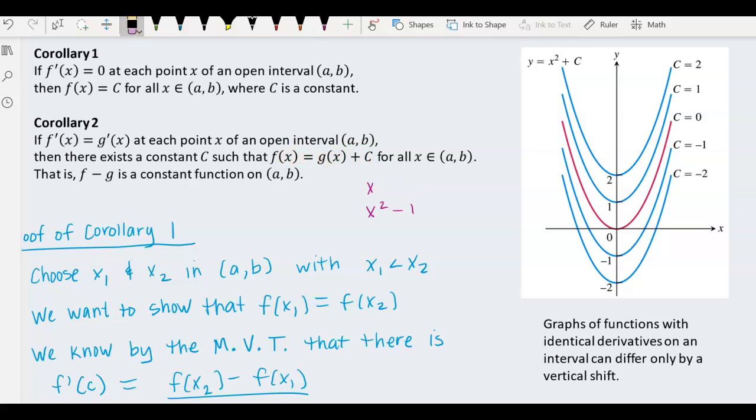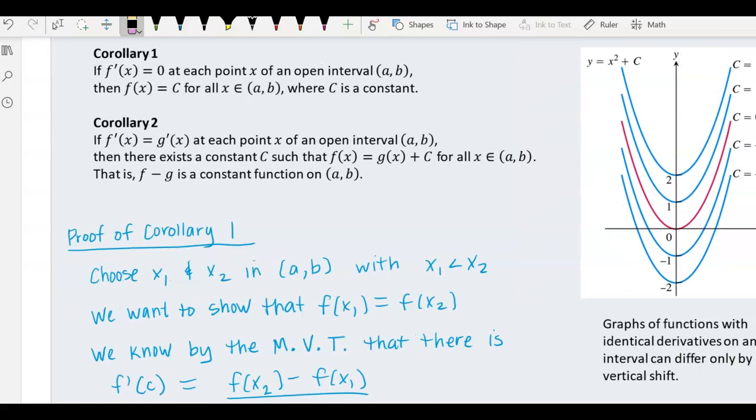Both of these corollaries are going to lead us to the technique of integration, where we're taking a function and working backwards to find its derivative, to find a derivative and go back to find the original function. So let's prove corollary 2.